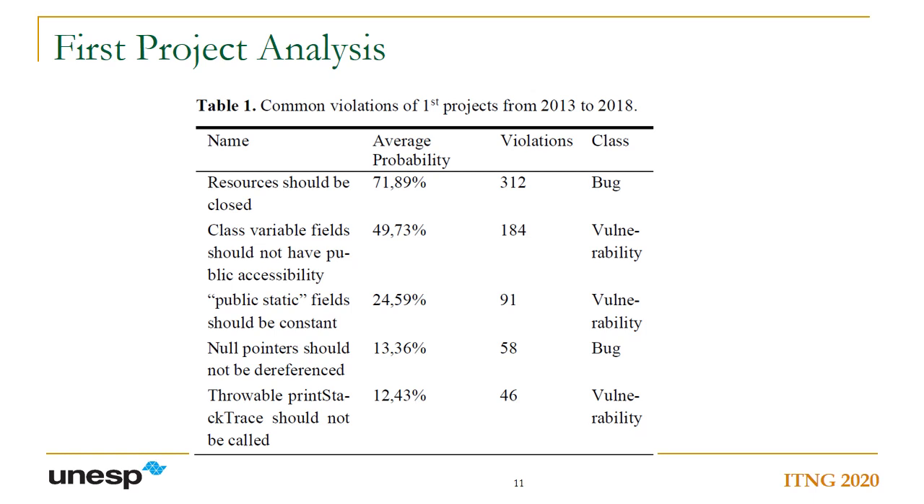According to the first hypothesis regarding the first project, we found out that there is a dominant set of violations, referring to the classes from 2013 and 2018. And according to the questions, there is a group of violations that occurs predominantly in most of the projects.